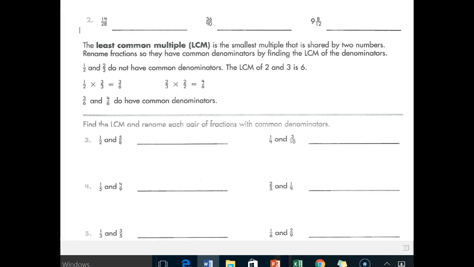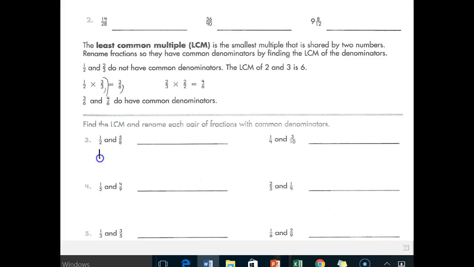So for least common multiple, basically you're looking for the smallest multiple that is shared by two numbers. Rename fractions so they have common denominators, finding the LCM of the denominators. This is going to help us when we try to add or subtract fractions. So 1/2 and 2/3: how do I rename them? I multiply them both by 3, right, to get them to have 6 as a denominator.